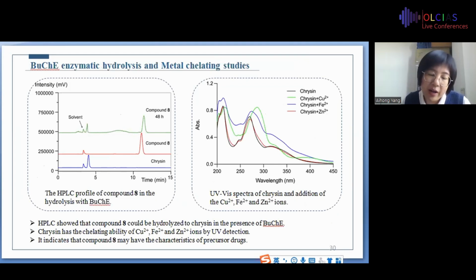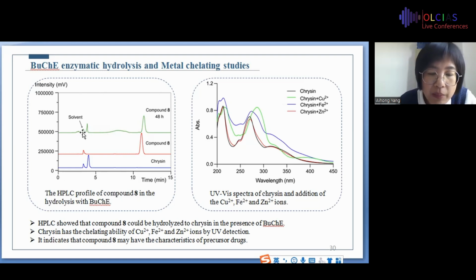To verify whether derivatives could be hydrolyzed by CHE in conditions similar to cerebrospinal fluid, we carried out hydrolysis experiment of BOCHE by HPLC using compound 8 as an example. As shown in the figure, when 8 was incubated with BOCHE at 37 Celsius for 48 hours, a small peak of chrysin could be identified by HPLC. It showed that it could be hydrolyzed to chrysin in the presence of BOCHE.